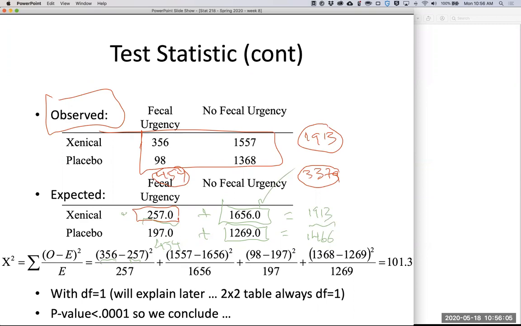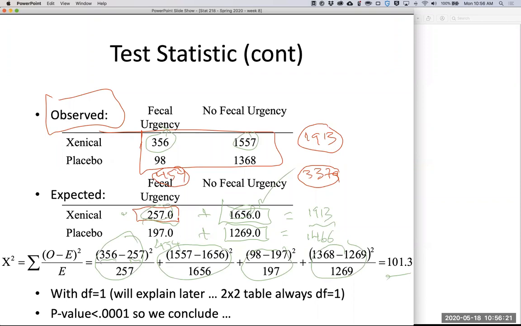The upper left cell first. Then I usually go with upper right, lower left, lower right. In my case, I get a chi-square value of 100.